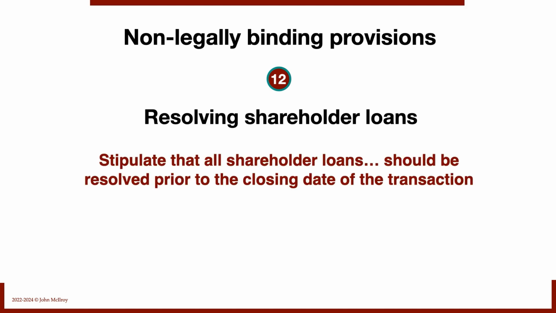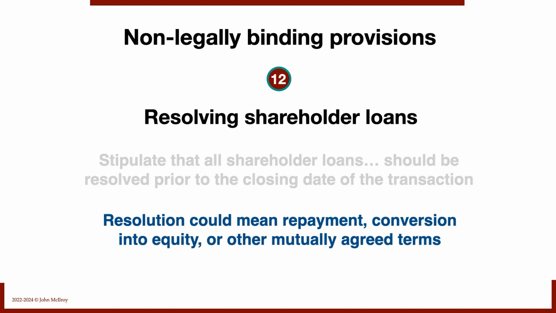Number 12, resolving shareholder loans. Stipulate that all shareholder loans should be resolved prior to the closing date of the transaction. Sometimes it's on the debit side, the shareholder loan. What does that mean? It means the individual or the owner owes the business money because the business has lent the owner money. On the credit side, it's the other way around. It means the shareholder has lent the business money and the business owes the shareholder money. Whether it's a debit or a credit makes no difference. We don't want to close with shareholder loans on the books, so we ask them to resolve it beforehand. Resolution could mean repayment, conversion into equity, or any other mutually agreed upon terms.